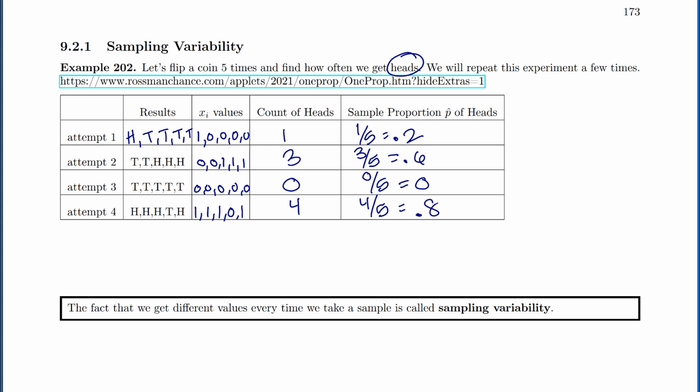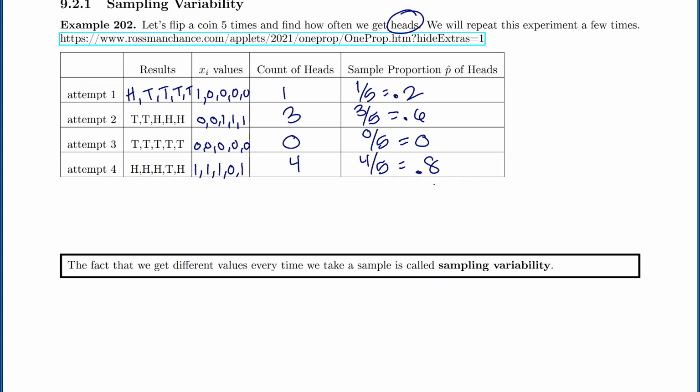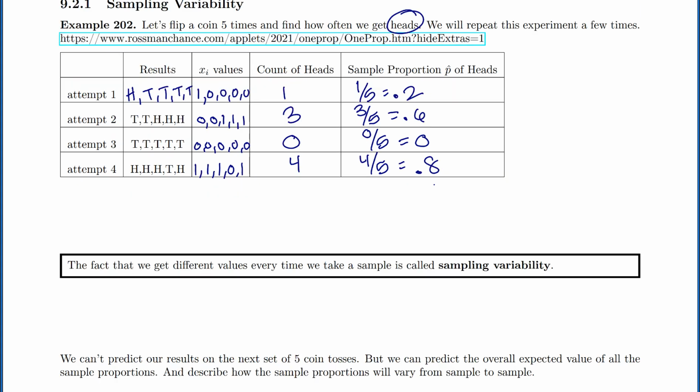So the fact that we get different values every time we take a sample is called sampling variability. And you can see we got very different sample proportions of heads when we're only flipping it 5 times. Now, it is always important to note that we can't predict our results on the next set of 5 coin tosses because they are random. But we can predict the overall expected value of all those possible sample proportions and describe how they will vary from sample to sample. That's the standard deviation.